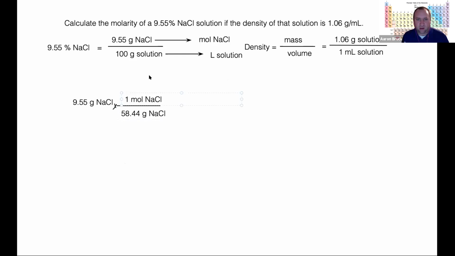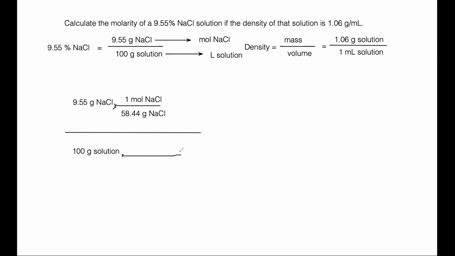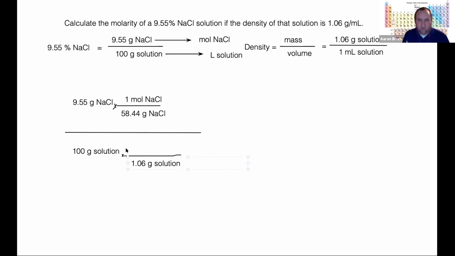So that's my numerator. And in the denominator, I have 100 grams of solution. And here's where the density is going to come in: 1.06 grams of solution for every 1 milliliter of solution. And then one last conversion, turning those milliliters, 1,000 milliliters up, in fact, into 1 liter.